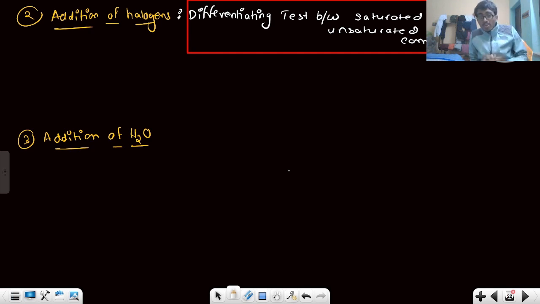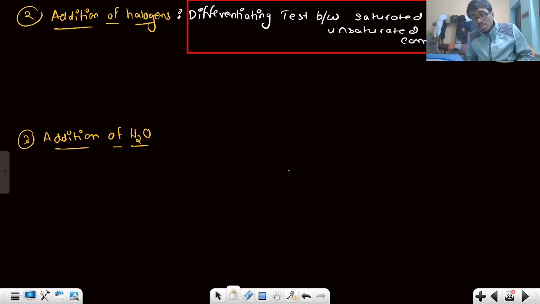Why? A very simple question and a very simple answer to it also. Alkane does not undergo any addition reaction. As I just said, its stomach is full, so it cannot take in any more. So even if you give it halogen, it cannot take it in. It can substitute it, right? Because they undergo substitution reactions, they can substitute it, but they cannot add it. So we will not get any visible change.